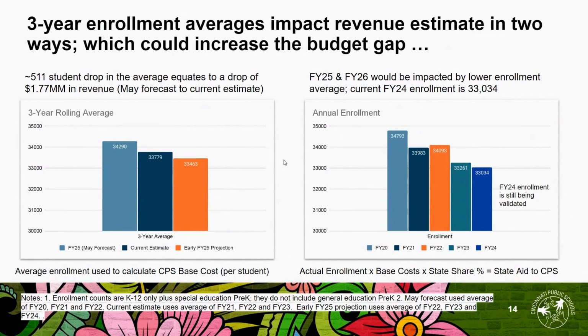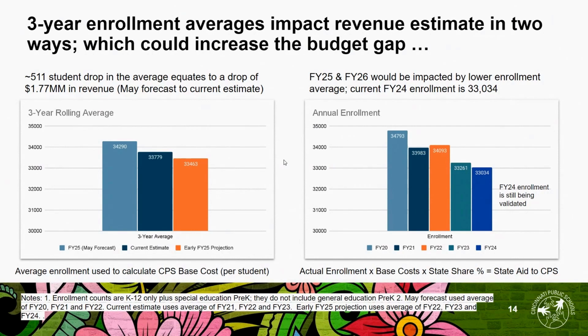A couple of big important things to note here. One, you see in that bright blue bar, it says about 33,000 students this year. We know we have more than that, but the state only funds us on K-12 students and special education pre-K students. So we are not receiving funding here for general education pre-K students. That's the difference between the number of students you may have seen us report for total enrollment versus what actually goes into the revenue calculation.